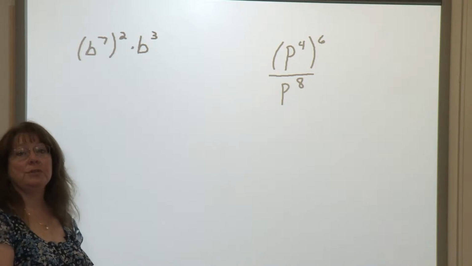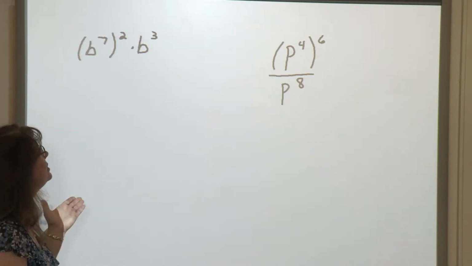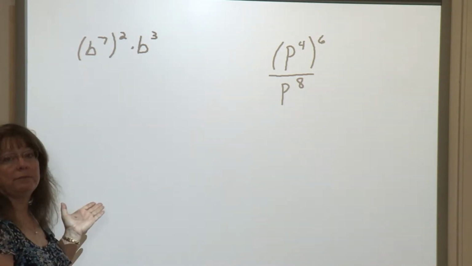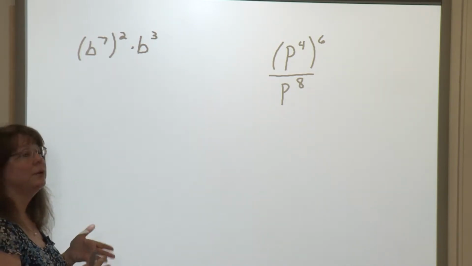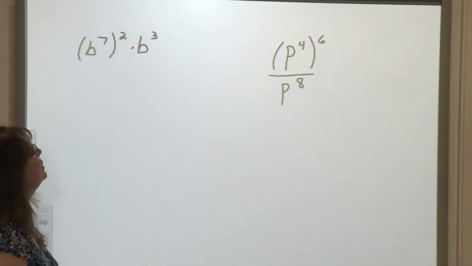Most of the time, what you'll notice on the GRE is they're going to go ahead and just give you a problem that you have to simplify. You'll be using several of the different exponent rules together in order to do that. So here's our first example.